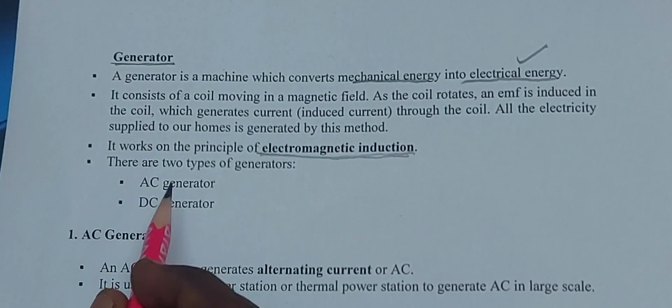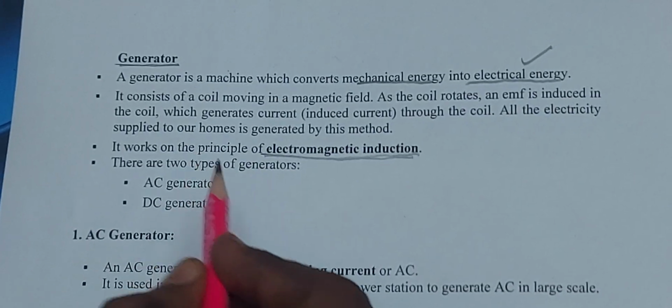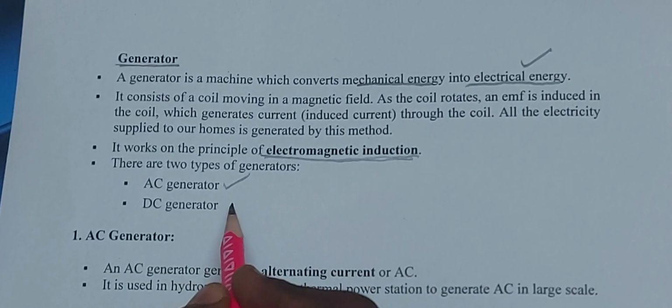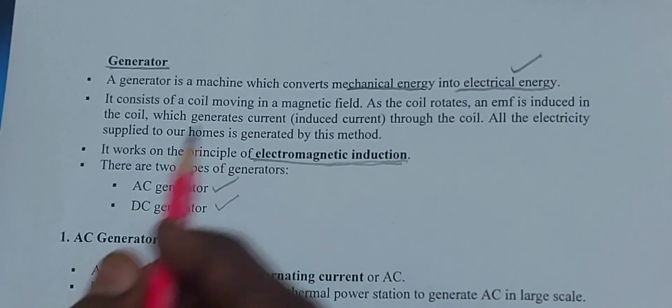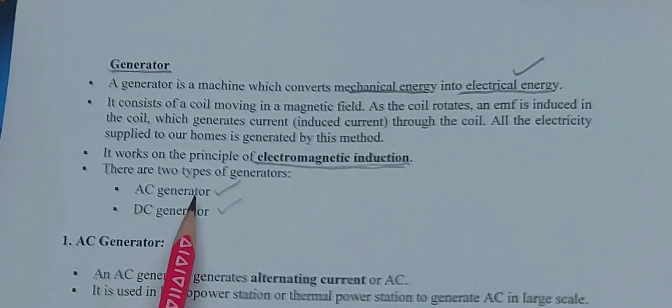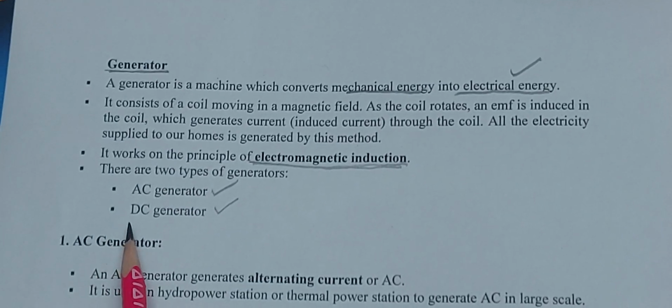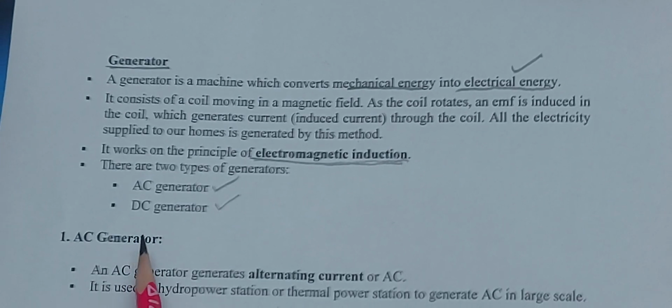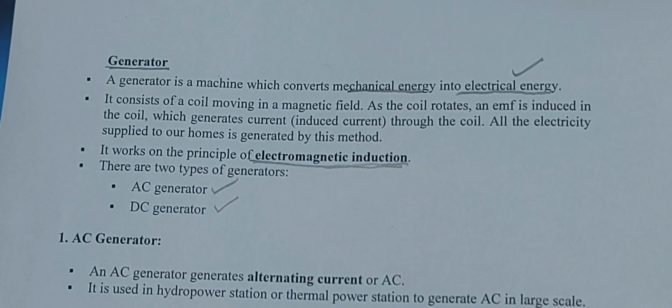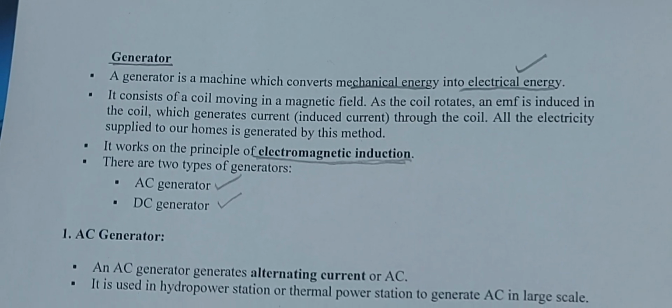So here there are two types of generator. One is the AC generator, another one is the DC generator. AC is nothing but alternating current, and DC is nothing but direct current. So in this class, we are going to see about the AC generator.